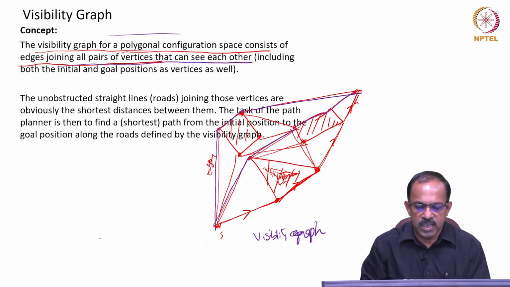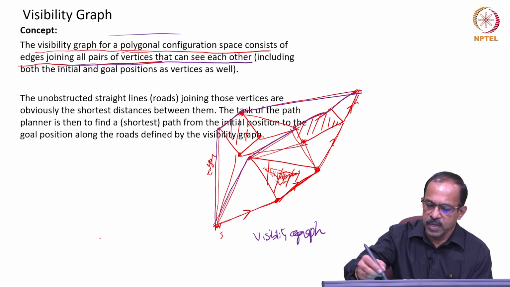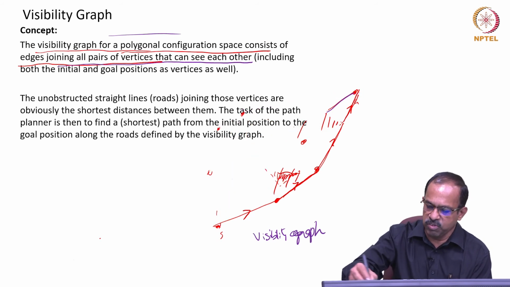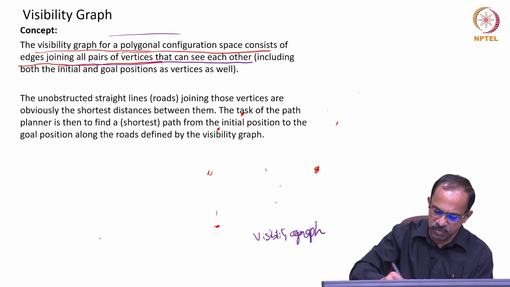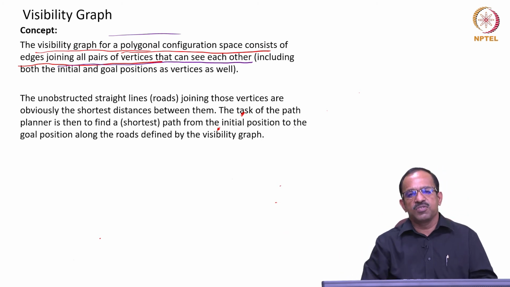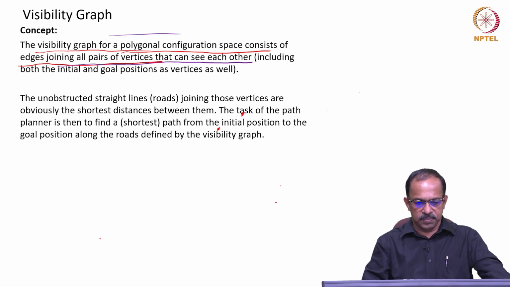Now the unobstructed straight lines joining those vertices are obviously the shortest distance between them. The task of the path planner is then to find out the shortest paths from the initial position to the goal position. So that is the second stage. First stage is to construct the visibility graph. So once a graph is constructed, then you can search within that graph to find out the shortest path, or whatever criteria you set, you will be able to find out the paths.